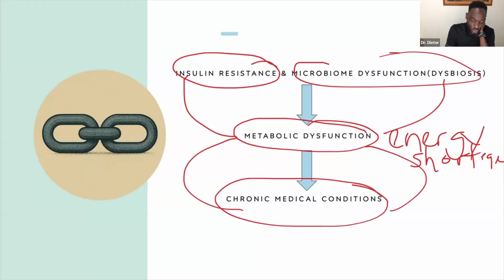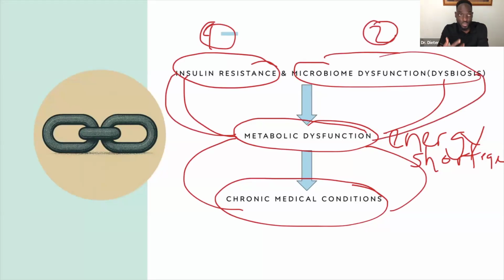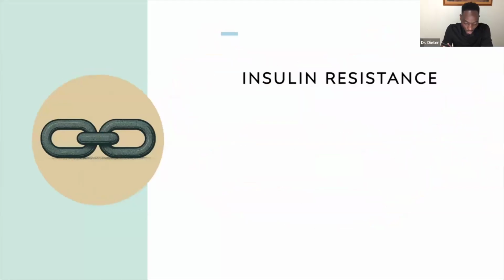So what I want to do is to take both of these two things, isolate them, and talk about how insulin resistance, number one, results in energy shortage and how microbiome dysfunction results in energy shortage. The premise of this talk is that all the chronic diseases in modern society come from energy shortages. So let's start by talking about insulin resistance.